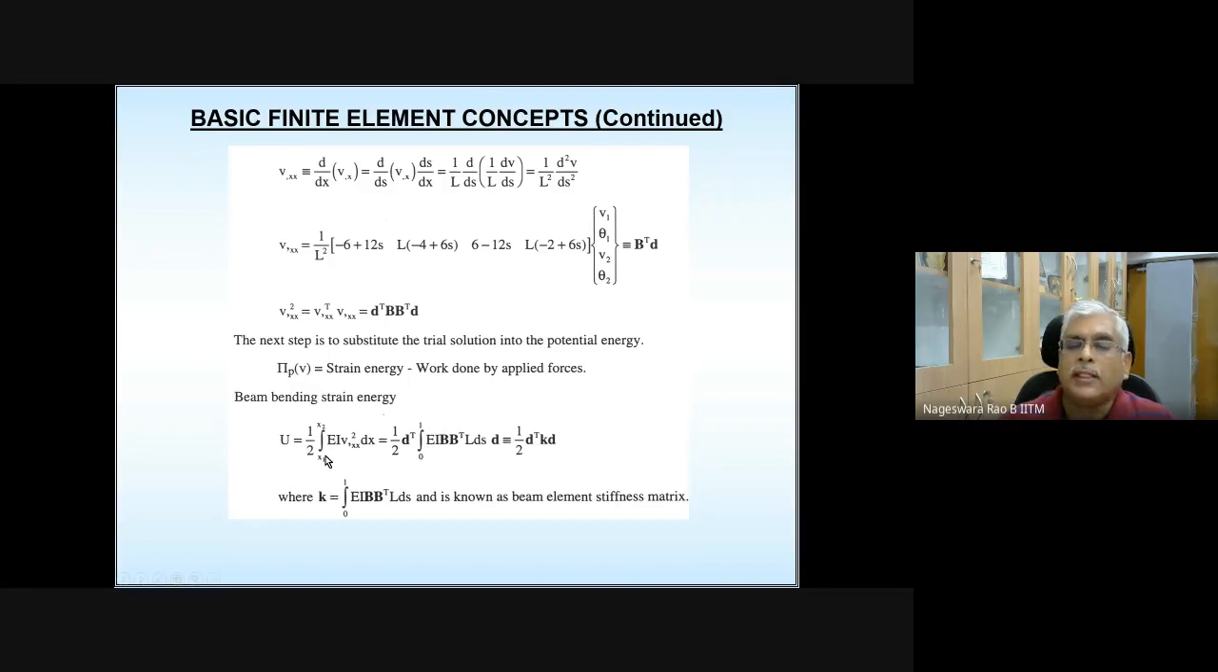And one more thing, the limits of the integration are going from x1 to x2. x1 is mapped to s equal to 0. x2 is mapped to s equal to 1. So if you want to write in terms of parent domain, the integral limits become 0 to 1. And wherever dx is there, replace with L times ds. So please make a note of this one.